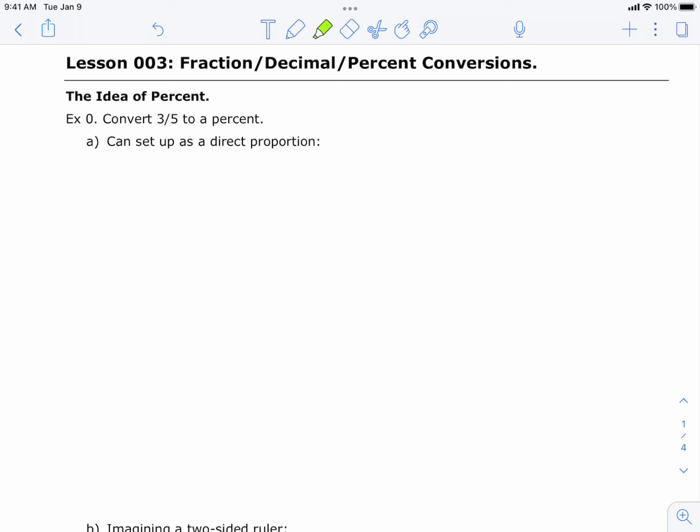Lesson 3, fraction decimal percent conversions. But wait, first we're going to do example 0. Example 0 means it's like a pregame show. So before we get to converting all over the place, let's just consider this one nice situation.